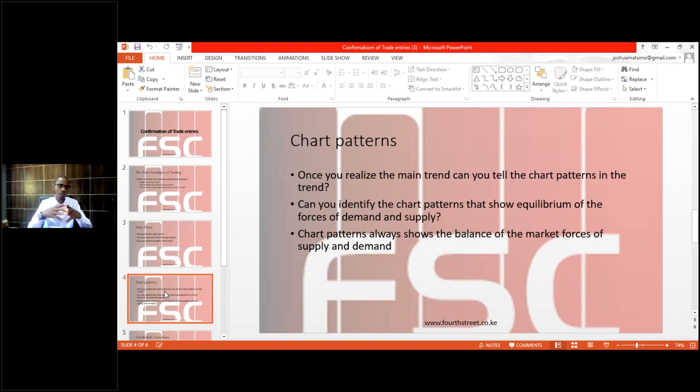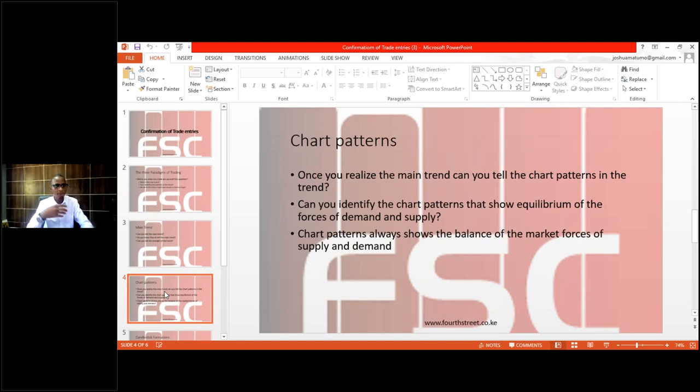And therefore, our role as price action traders is, once we identify the main trend, the next step is always to analyze the chart patterns that are available in the market using the top-down approach, which is another topic that we discussed in our previous webinars, and we cover it extensively in our price action course at FourthStreet Consultants.